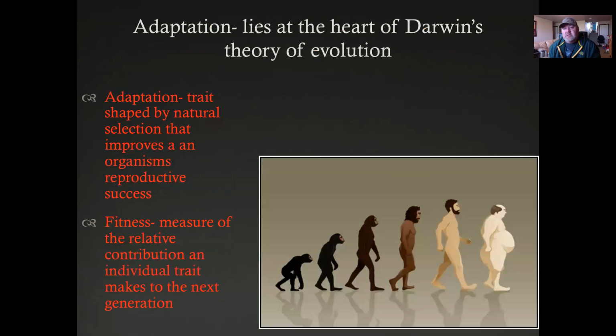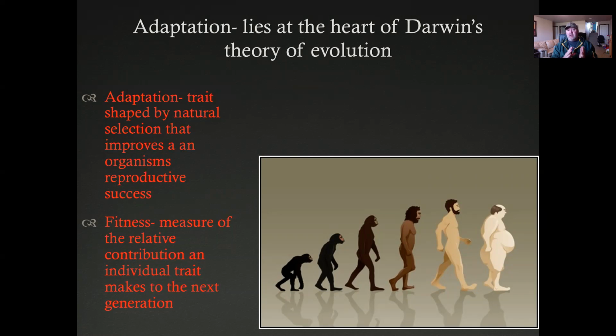So adaptations are essentially what make Darwin's theory work, okay? An adaptation is a trait that gets shaped by natural selection. So it helps the organism to have reproductive success, or what we call fitness, right? When we think about fitness, it's like, oh, I can run a mile in 6 minutes, and okay, you have good fitness. But that's not necessarily what we're talking about. We're talking about the measure of how much a trait gets passed on to the next generation.